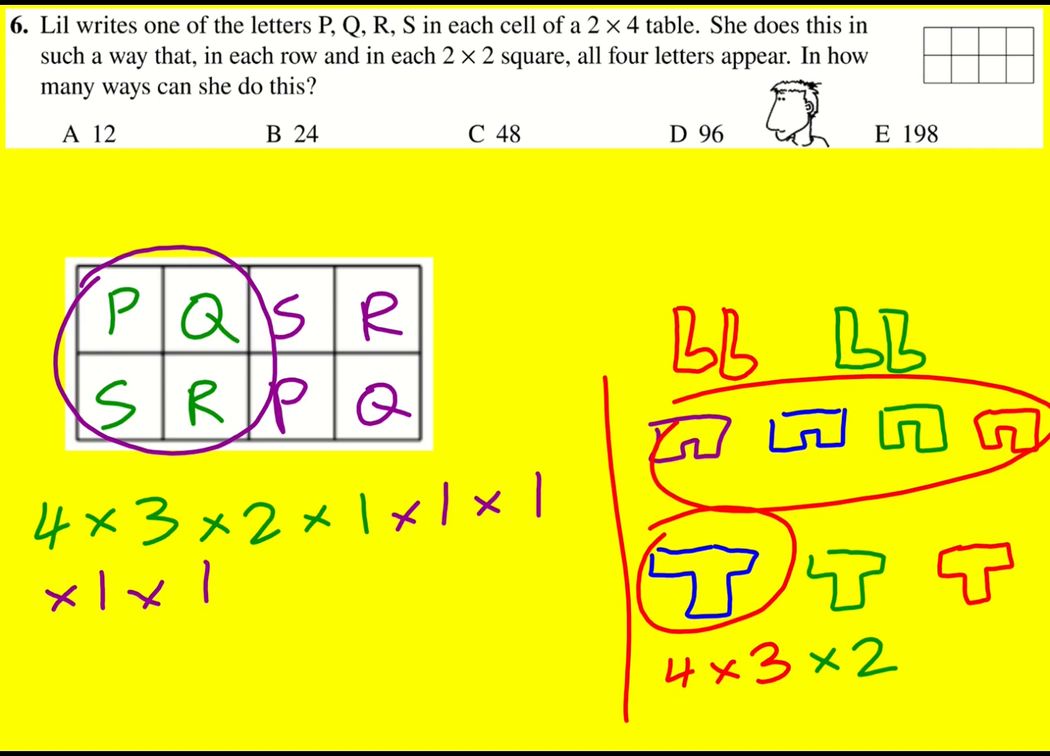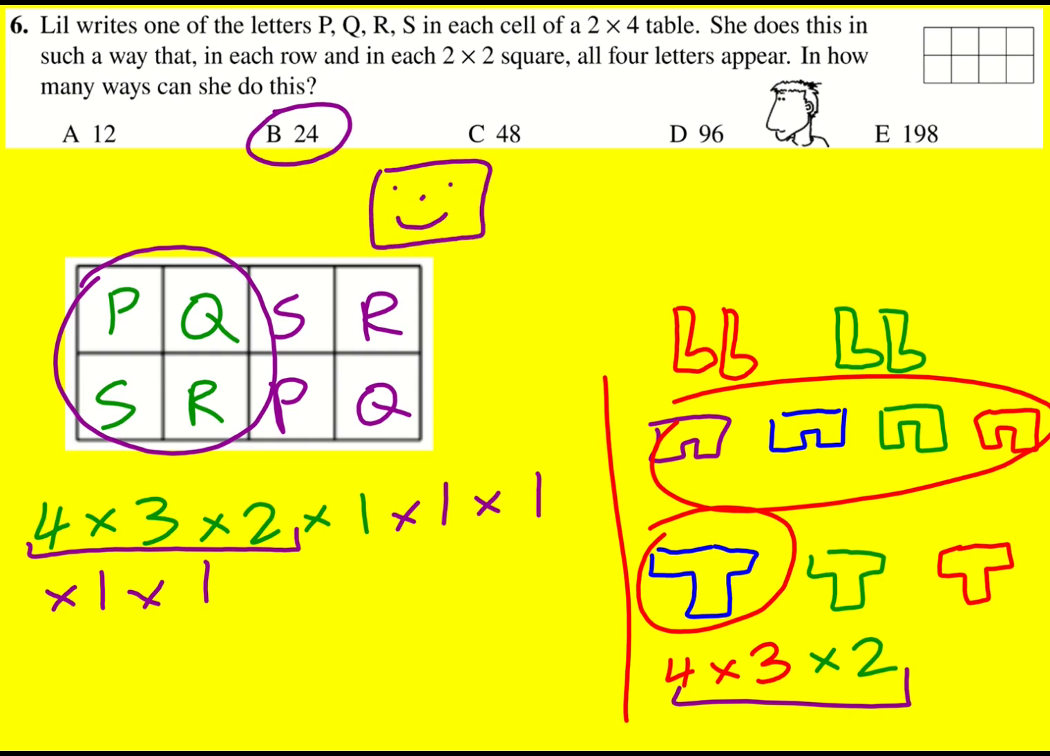So obviously this is more complex than this problem, but it uses the same ideas. Overall, the answer is going to be 4 times 3 times 2, which is going to be 24. Hope that makes sense. Keep practicing these arrangement questions. I think they're great.